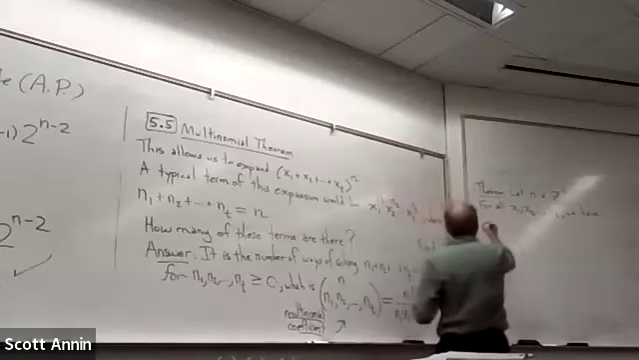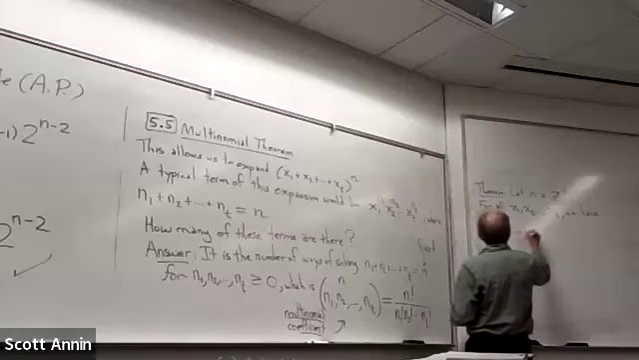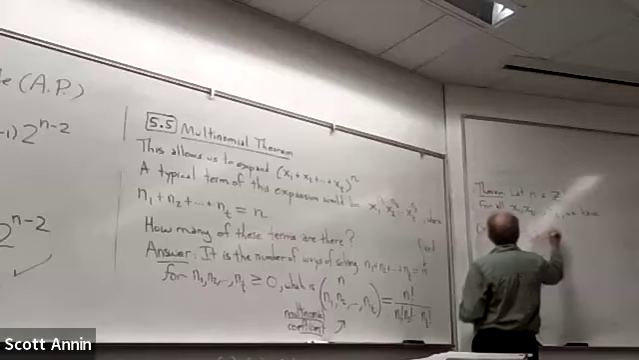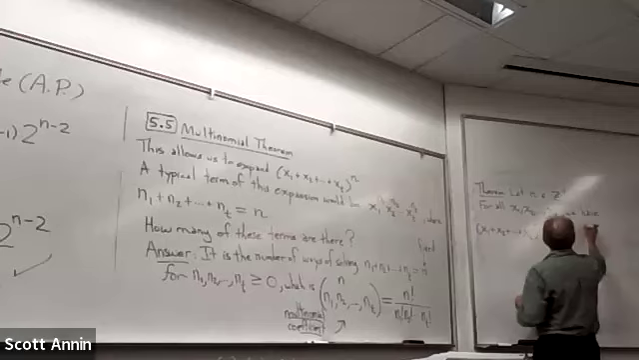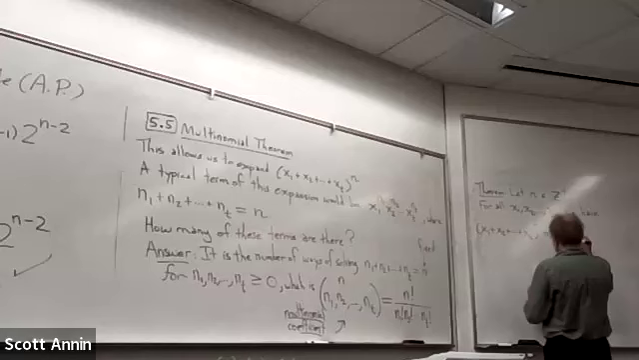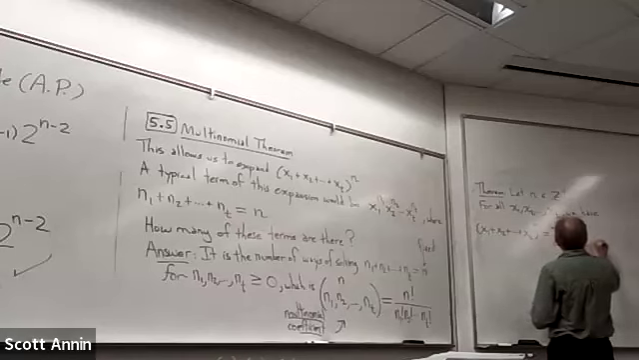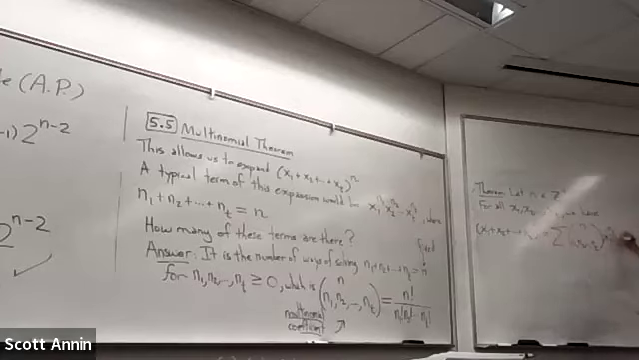Here's the theorem. The expansion of x1 plus x2 plus dot dot dot plus xt, all raised to the power of n, is going to be the summation of these multinomial coefficients. So I have n on top, and then I have n1, n2, dot dot dot, nt on the bottom, times x1 to the n1 times x2 to the n2, and dot dot dot, times xt to the nt.